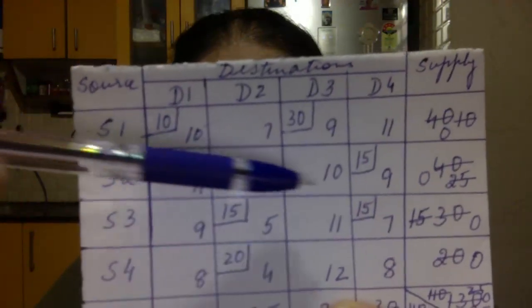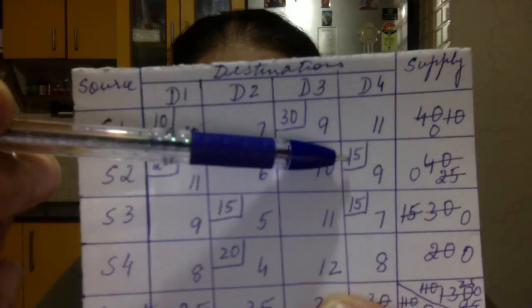Okay, come here. In the S2 row, you have one more. S2 D4, 15 units at the rate of 9. 15 into 9 is 135, isn't it? 135. So we finished 4 allocations.